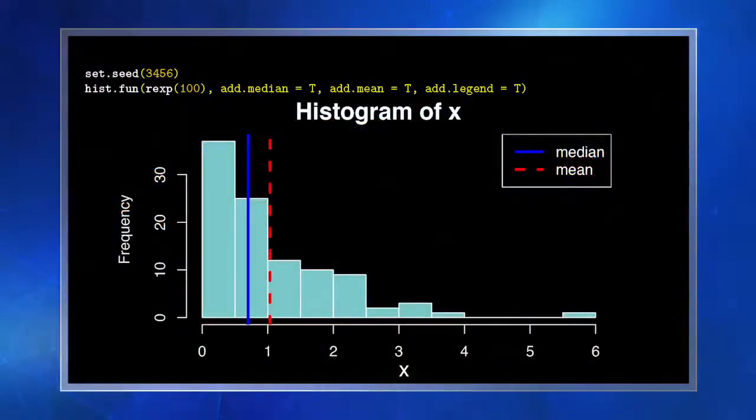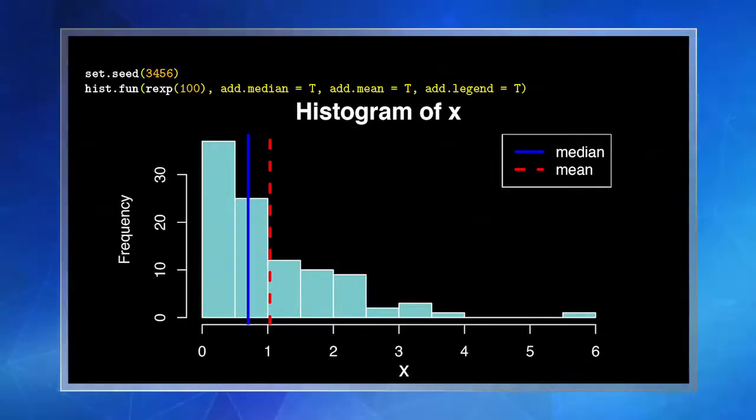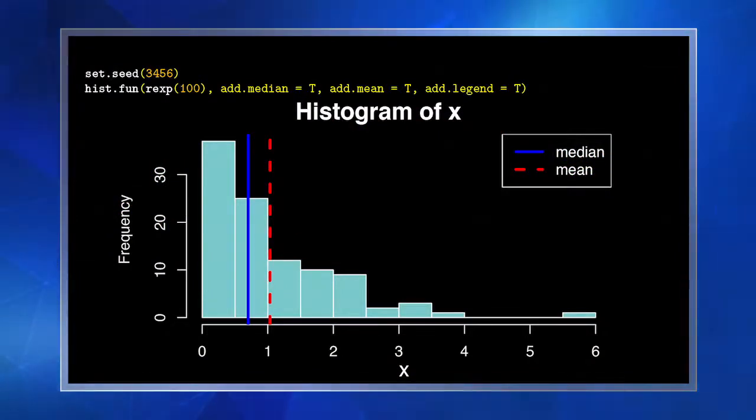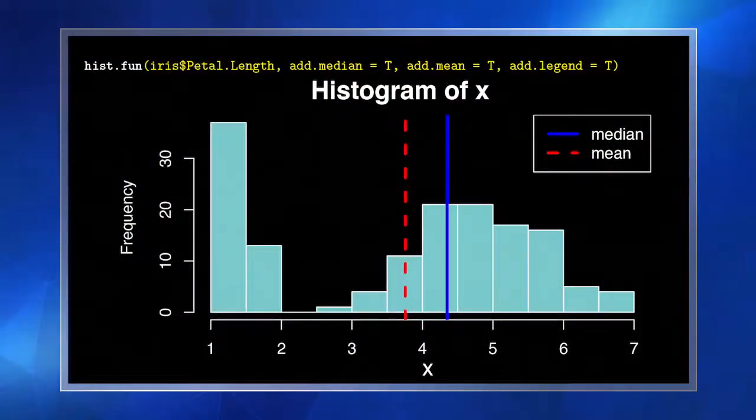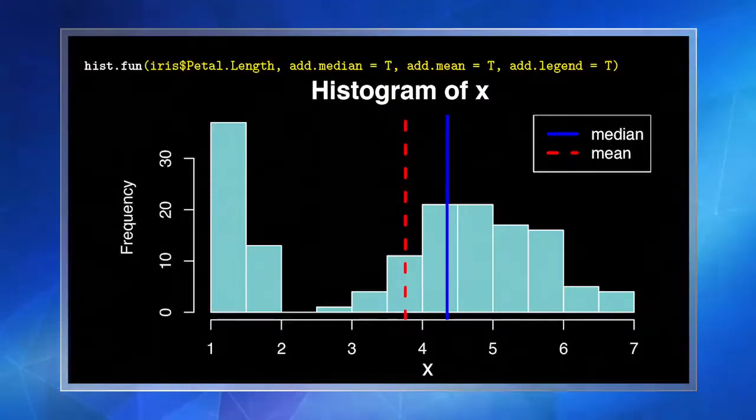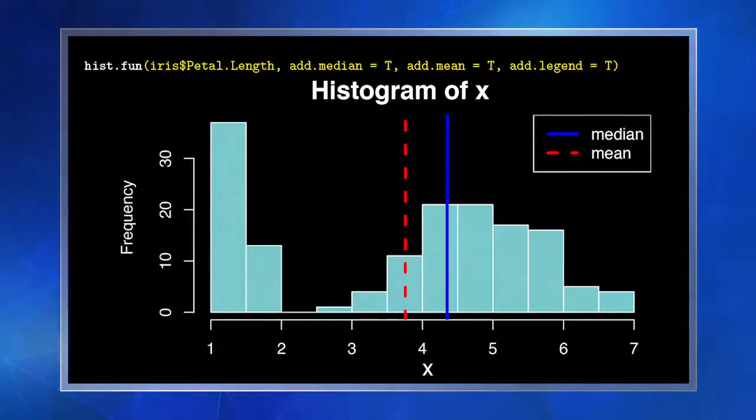Check out how this changes our output. So hist.fun of those 100 random exponentials, but now we've got a cadet blue colored histogram. Now we could just as easily try this function on other data sets. Remember our iris data? So here's the histogram function of the petal length, adding the median and adding the mean as well, and then coloring that histogram and putting a legend on the side.